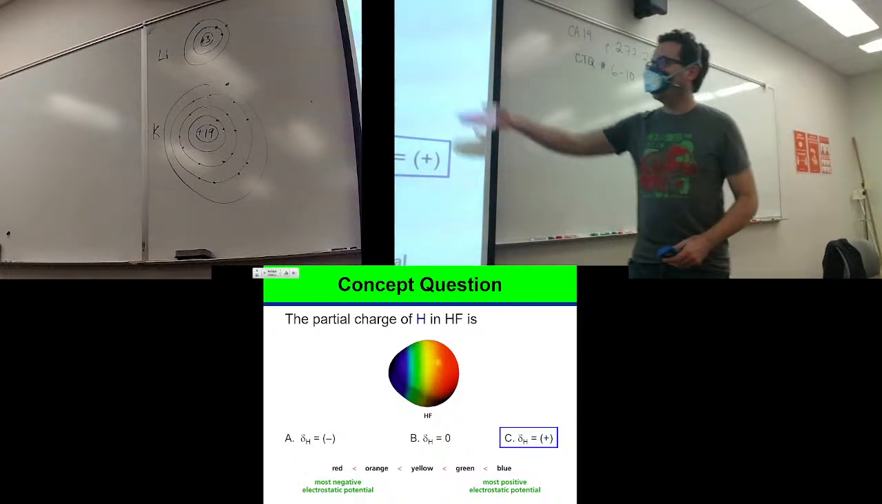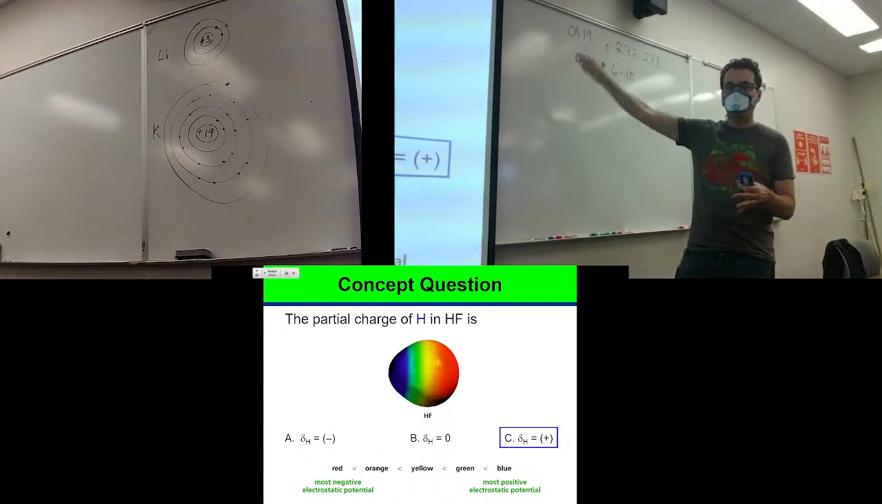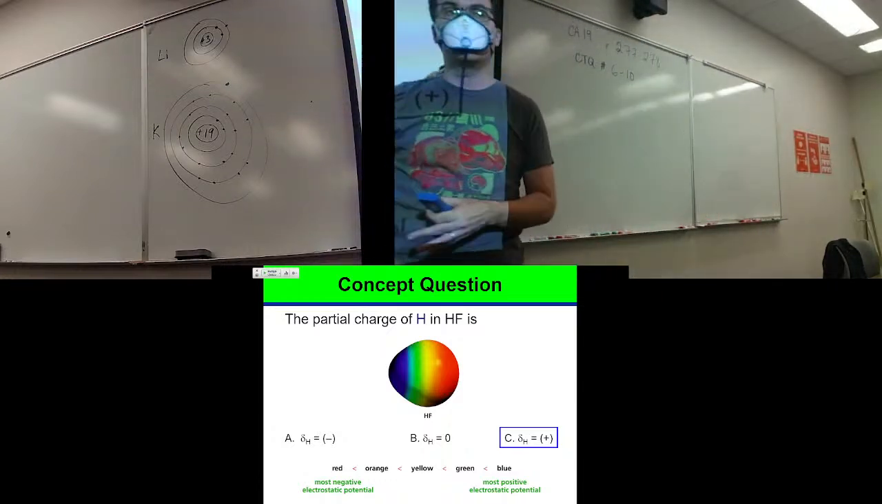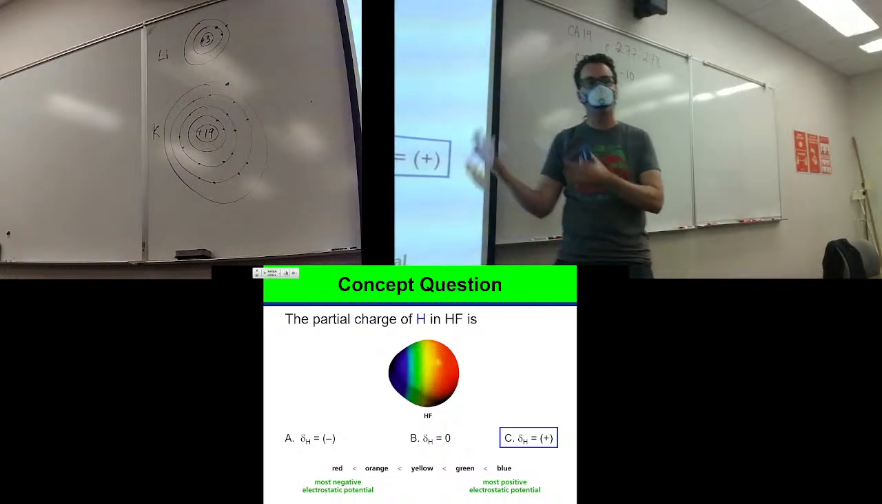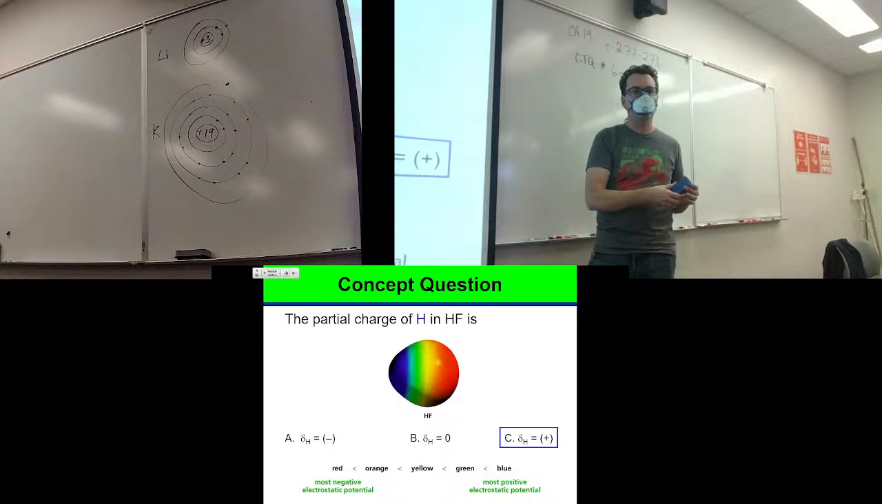How do we know that without looking at the picture? Again, look at the electronegativity table. Fluorine is more electronegative than hydrogen is. So fluorine, the more electronegative atom, is going to have the partial negative charge. The electrons will hang around the fluorine more often. And that means the hydrogen will pick up a partial positive as a result.